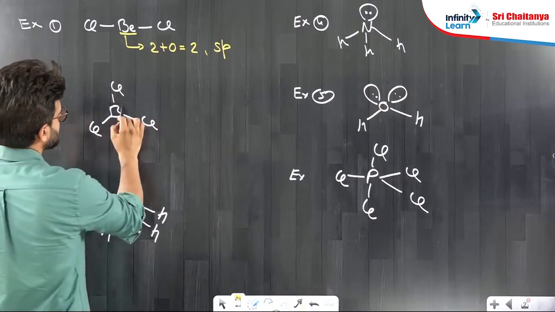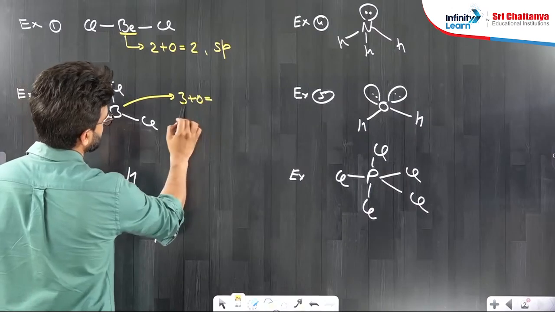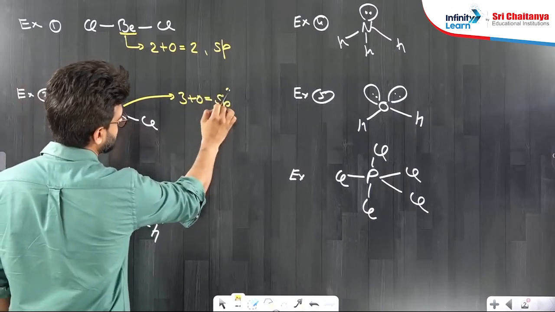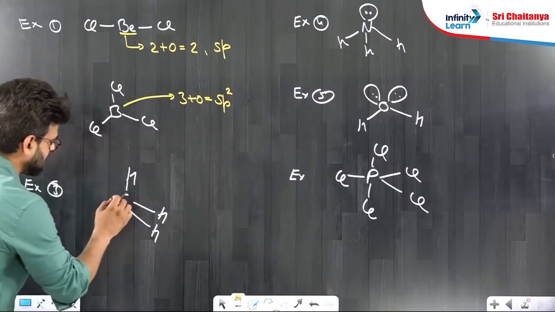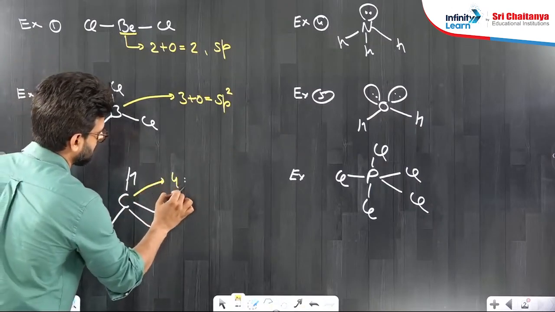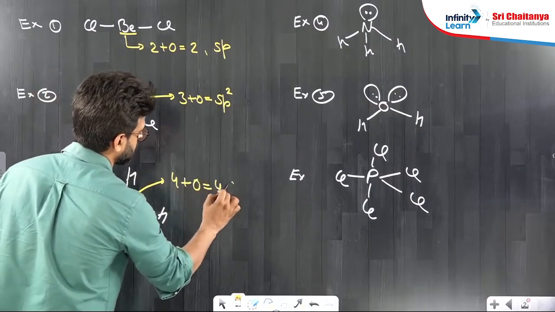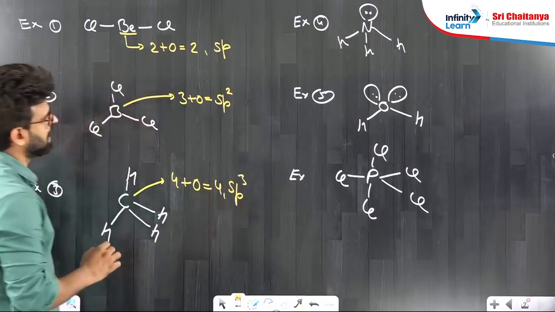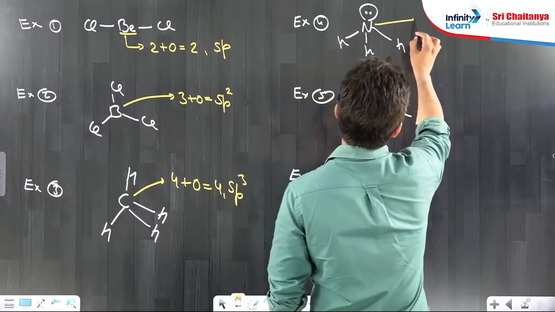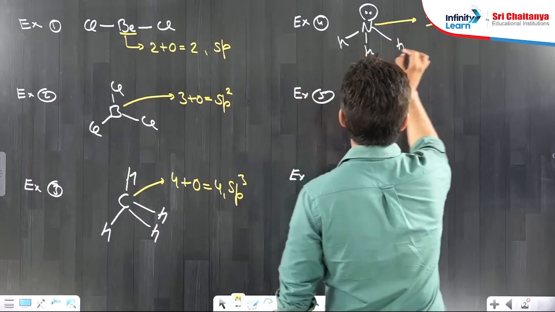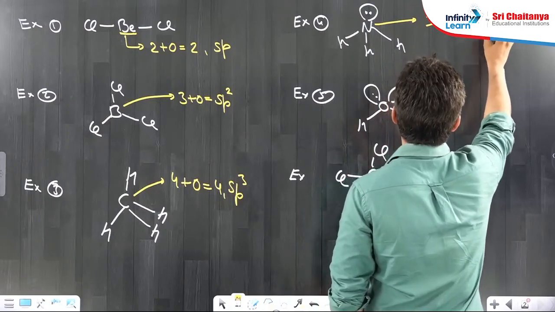If you go further, in this case beryllium is having 3 sigma bonds plus 0 lone pair. Sum is coming what? 3. 3 means we know it is sp2 hybridized. So you see, it will take just seconds to answer. Now in CH4, if we go, in here carbon is having 4 sigma bonds plus there is no lone pair, so sum is coming 4. 4 means what? 4 means it is sp3 hybridized. Right? Very simple. Now in this case, nitrogen is having 3 sigma bonds and plus is having 1 lone pair. So 4 is coming. 4 means what is that? 4 means again is what?